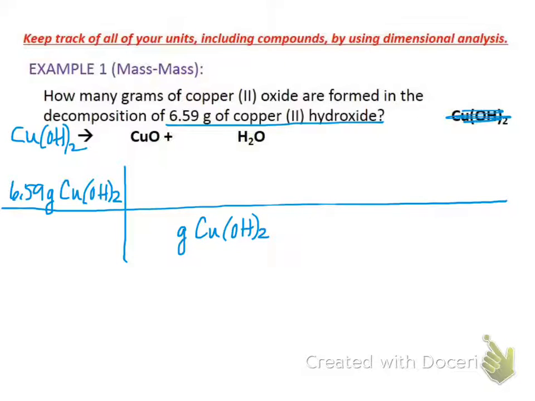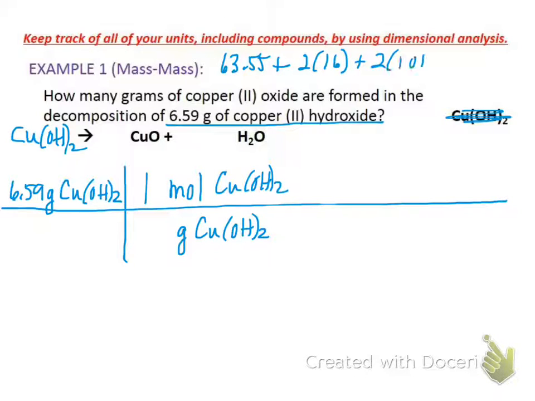And we already said we were going to use the mole ratio, the molar mass. So we know that it's going to be grams per 1 mole, always per 1 mole. So we have to add up the molar mass. Copper is going to be 63.55 plus, we have 2 times 16 for oxygen plus 2 times 1.01 for hydrogen, and when we do that, we get 97.57. Remember, always 2 decimal places.